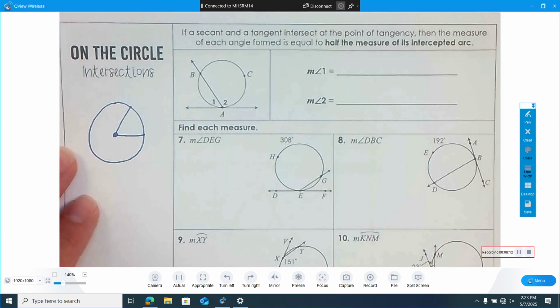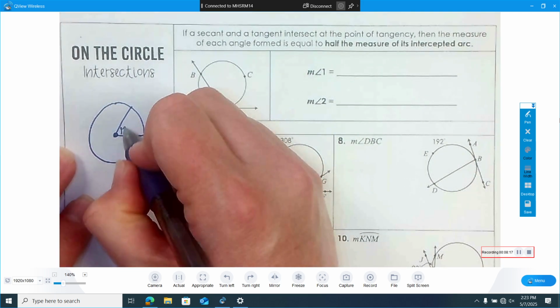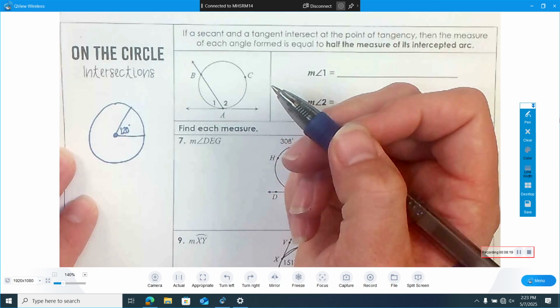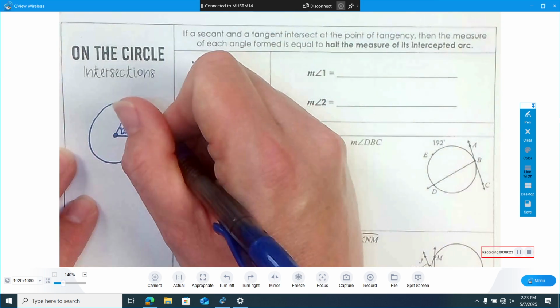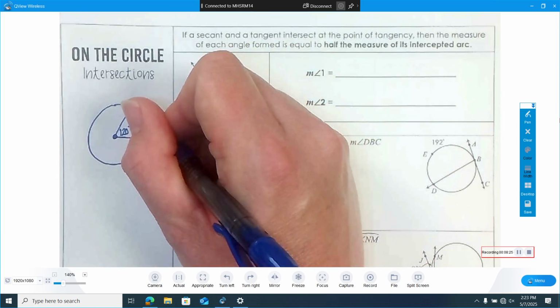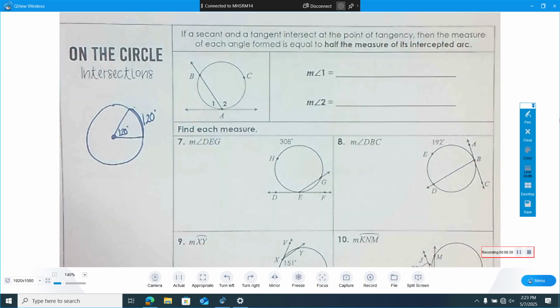What kind of angle did I just draw? A central angle. Good. And if the measure of my central angle is 120 degrees, even though it's clearly not, what is the measure of its intercepted arc here? 120 as well.